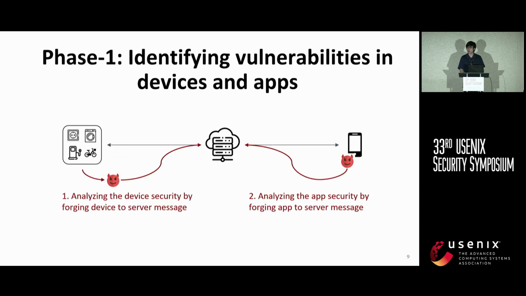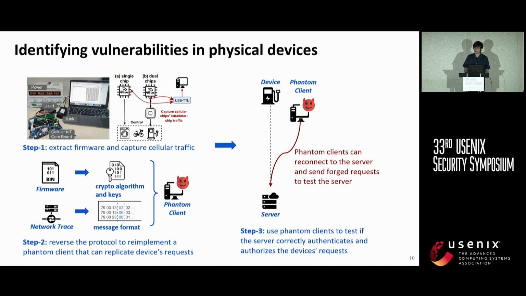Now we present our first phase of analysis, which aims to uncover vulnerable APIs in the rentable IoT products. To uncover vulnerabilities in rentable IoT devices, we follow a three-step process. First, we extract firmware by partially booting core chips of the IoT devices and capture the cellular network traffic by enabling debug logs through AT commands.